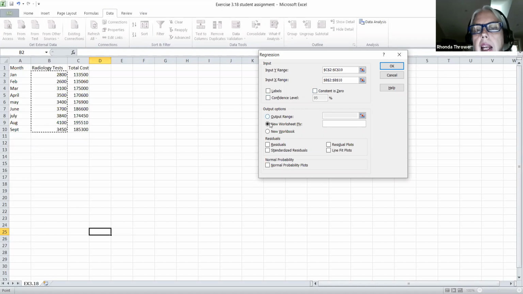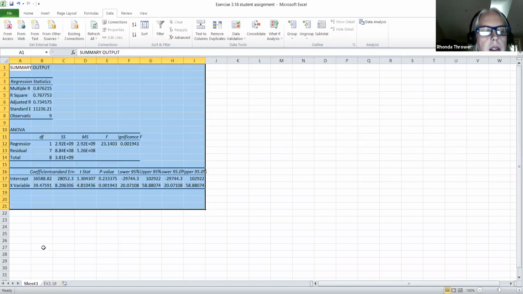And I like to put it in a new worksheet. So what's going to happen is when I click OK, there's going to be a new worksheet that it builds for me with the data for the fixed cost and the variable cost. So this is the only thing that you need to put in, and then we'll click OK.